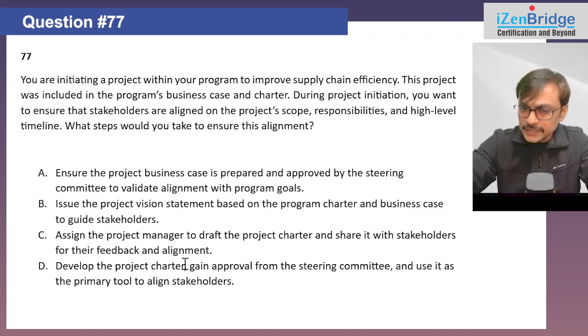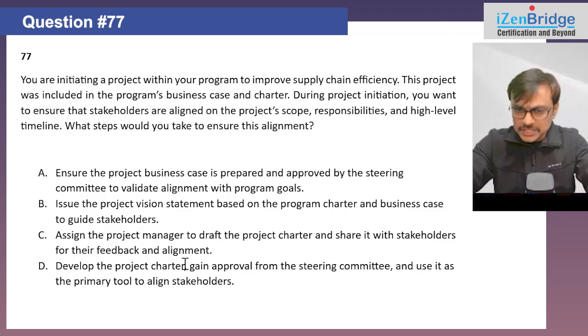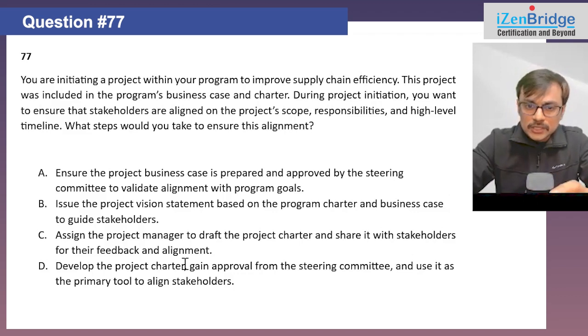You are in a program delivery phase and you have an approved business case as a part of the program. The question is not talking about a project-specific business case, but the question is saying that you need to come up with something which gives stakeholder alignment on project scope, responsibility, and high-level timeline. So what can you do for this purpose?